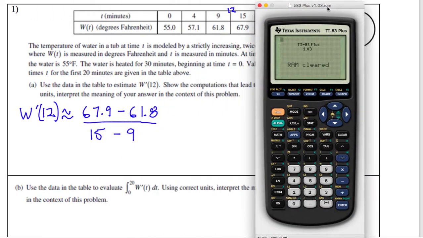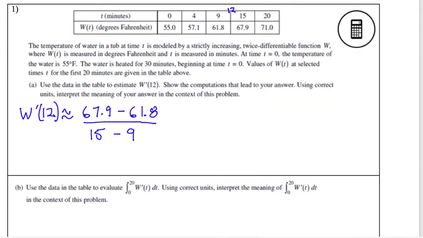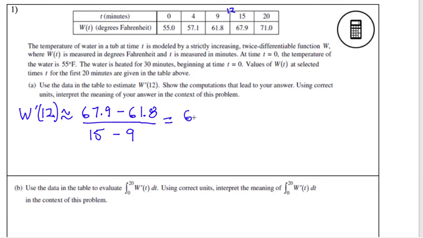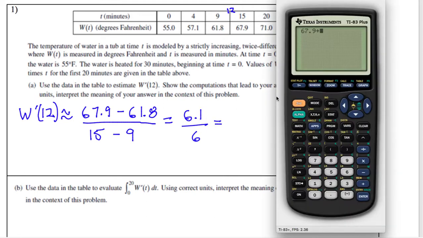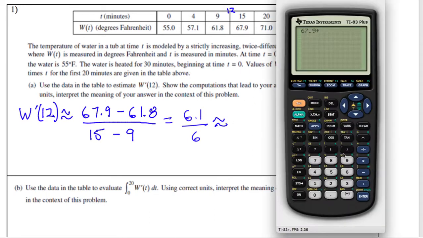All right, so now I have my calculator, and I can actually type this in. This is going to be 67.9 minus... I guess I can do this all in my head. It's really going to be 6.1 all over 6. So just coming back over here, this is going to be equal to 6.1 over 6. And you can leave it like this, or you can actually turn it into a decimal approximation. I'm going to be rounding it here, so I'm going to do approximately equal to 6.1 divided by 6. And round to 3 decimal places, that's 1.017.